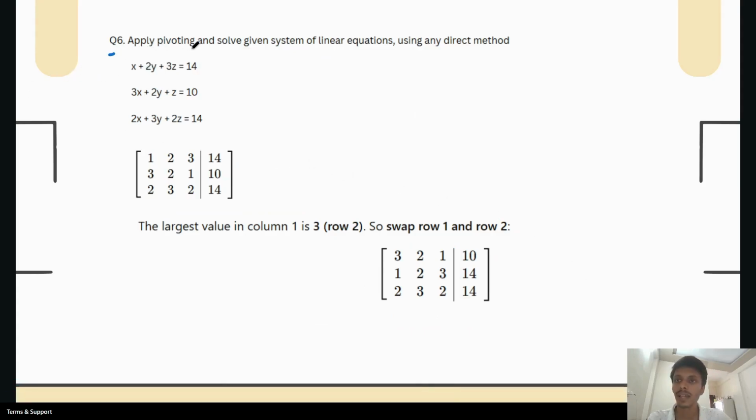Question number 6 is to apply pivoting and solve the given system of linear equations using any direct method. Here three equations are given in which we have to find the values of x, y, and z. First we create an augmented matrix A which contains data from these equations. The largest value in column 1 is 3, which is in row 2, this value. So we swap row 1 and row 2, creating this matrix.